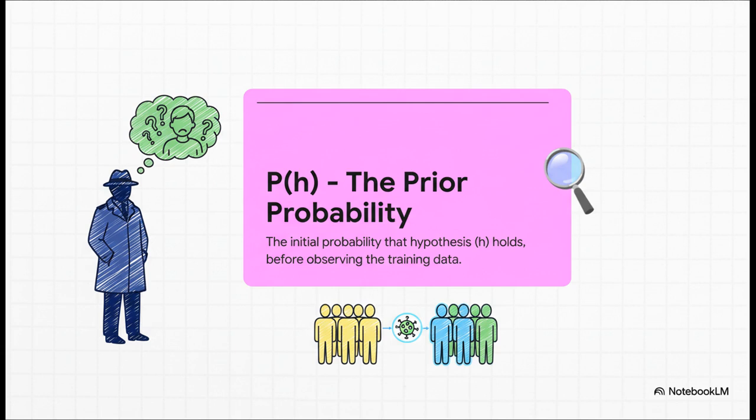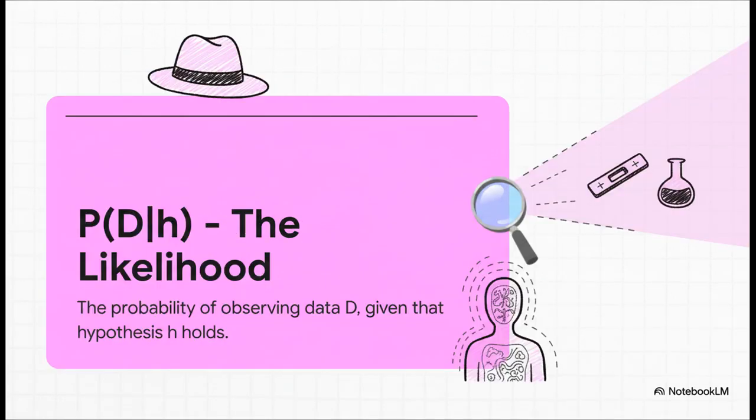It's our starting point. Next is P(D|H), the likelihood. This one asks a really cool what-if question. It says, if our suspect is guilty, meaning if the patient really has cancer, what are the chances we'd see this specific clue, the positive test? It's all about connecting the evidence back to the suspect.